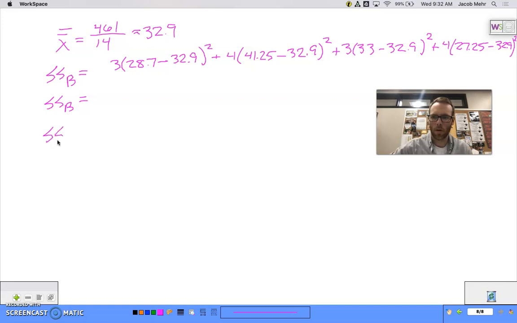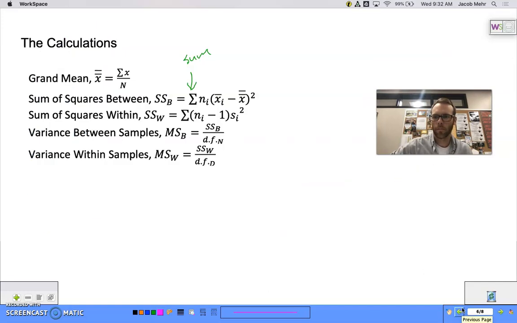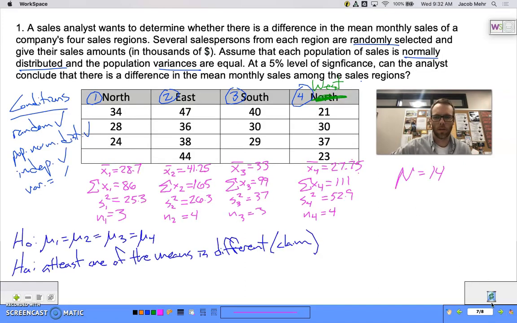Now we need the sum of the squares within. For the sum of the squares within, we take each sample size minus 1 times the variance. So 3 minus 1 times 25.3.